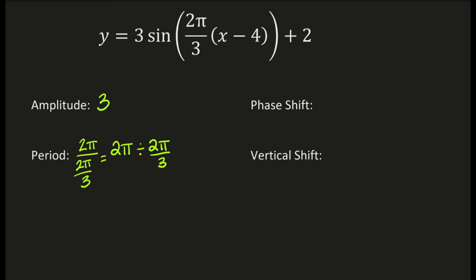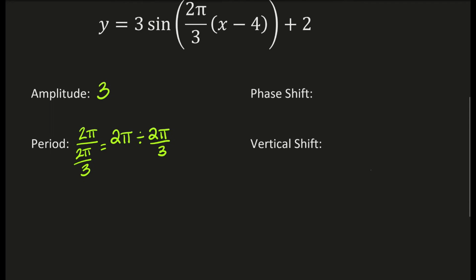And then using my rules of division, I would have to keep, change, and flip this. So this would be 2 pi times 3 over 2 pi. So here, my answer is just going to be 3 because the 2 pi's here would cancel. So the period in this equation is 3.